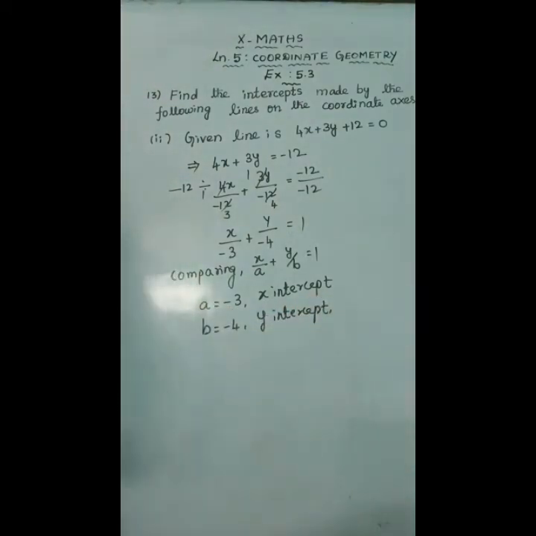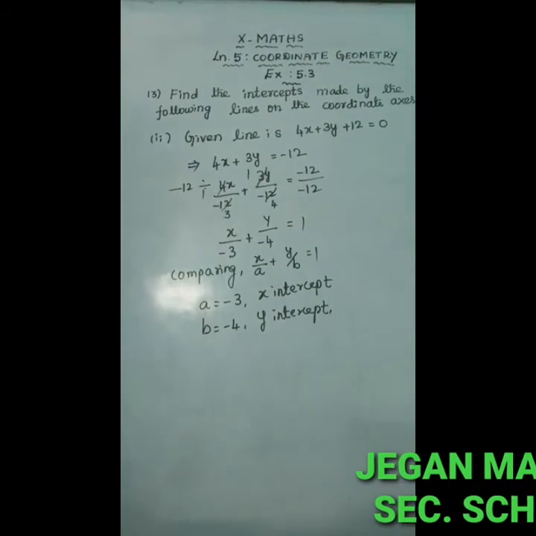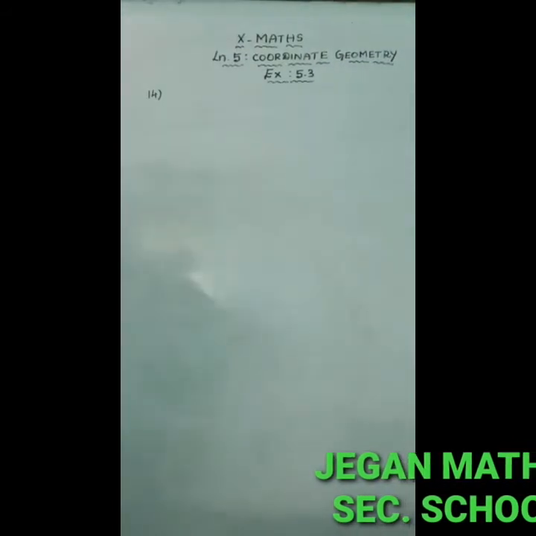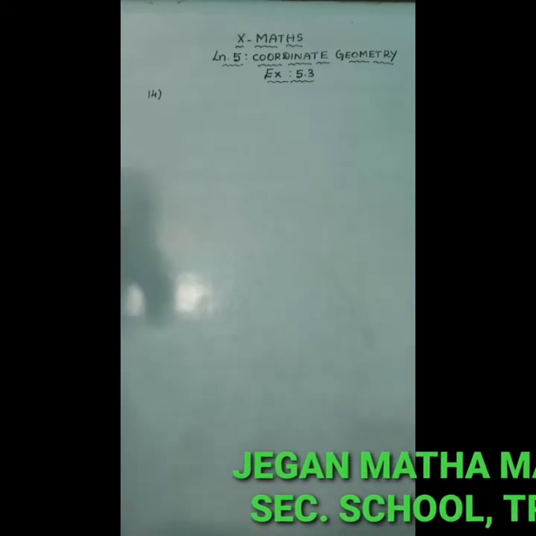So the equation of the line in intercept form is: the x-intercept is minus 3, the y-intercept is minus 4. So this is the solution for the 13th one. So the 14th is given. Find the equation of the straight line.